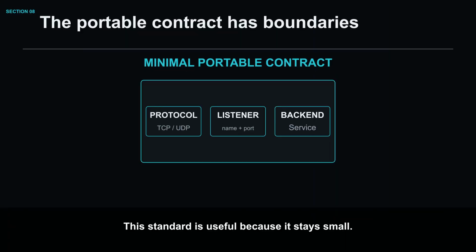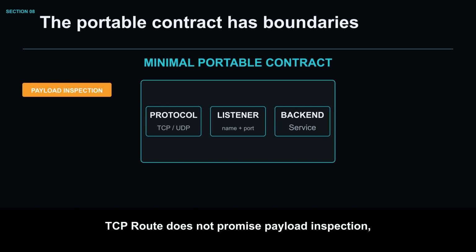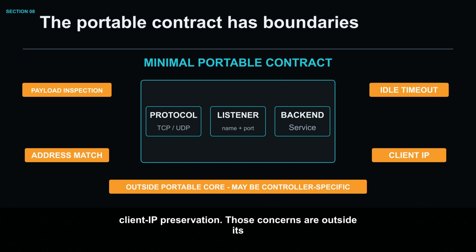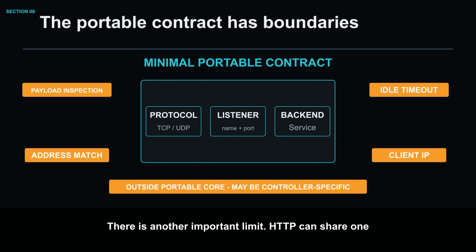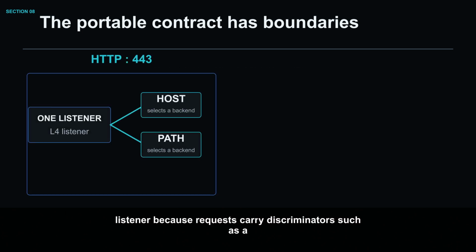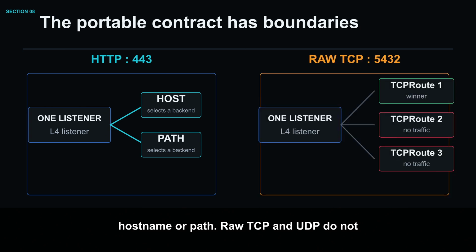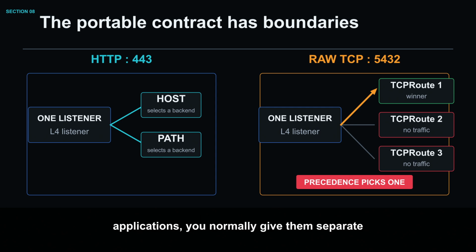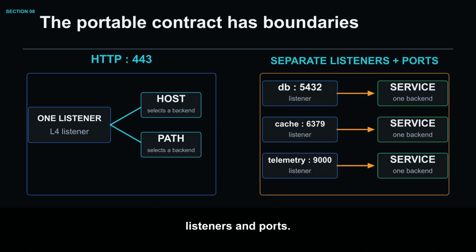This standard is useful because it stays small. TCPRoute does not promise payload inspection, address-based matching, idle timeout behavior, or client IP preservation. Those concerns are outside its minimal portable contract. There is another important limit. HTTP can share one listener because requests carry discriminators such as a hostname or path. Raw TCP and UDP do not provide a comparable discriminator to these routes. So one raw listener can effectively send traffic to one winning route. If multiple routes attach, precedence selects the winner. For three independent TCP applications, you normally give them separate listeners and ports.